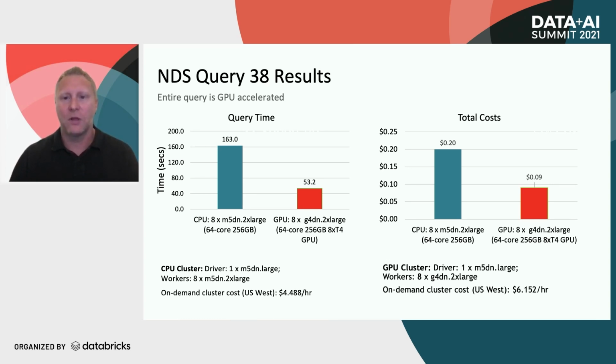We also saved cost here. The CPU side was about 20 cents, and with the GPU and the runtime, it was only 9 cents. So we're seeing some pretty good benefits from the plugin.